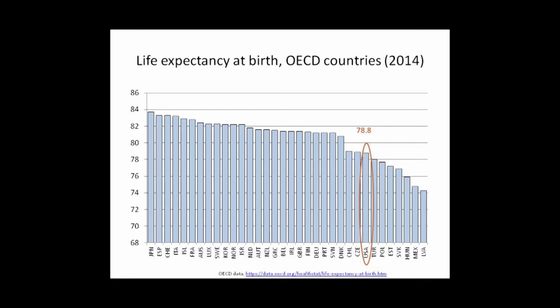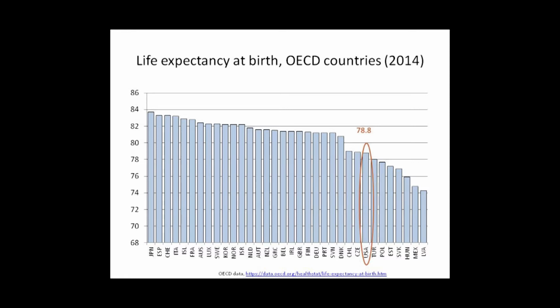Life expectancy is often used as an indicator of society's overall health, and this chart shows life expectancy at birth for OECD countries, that's Organization for Economic Cooperation and Development. These are 35 democracies with market economies. So Japan has the highest life expectancy at 83.7. The average life expectancy for OECD countries is 80.6. And here's the US, below average at 78.8.